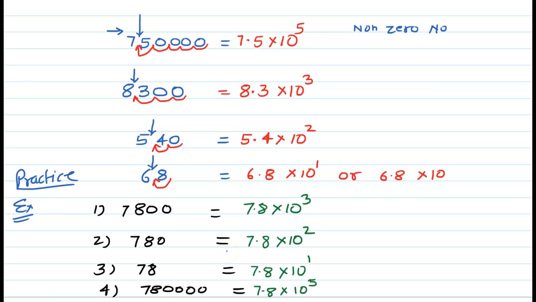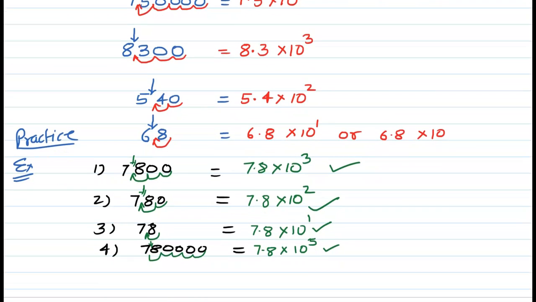So these are the right answers. The first answer is 7.8 into 10 to the power 3. That's right, because you have gone 1, 2 and 3 steps back and you put an arrow here. The second answer is 7.8 into 10 to the power 2. So you have gone back here 1 and 2. Now here you have just gone 1 step back, so it is 7.8 into 10 to the power 1. And here you have gone 1, 2, 3, 4, 5. So 7.8 into 10 to the power 5.